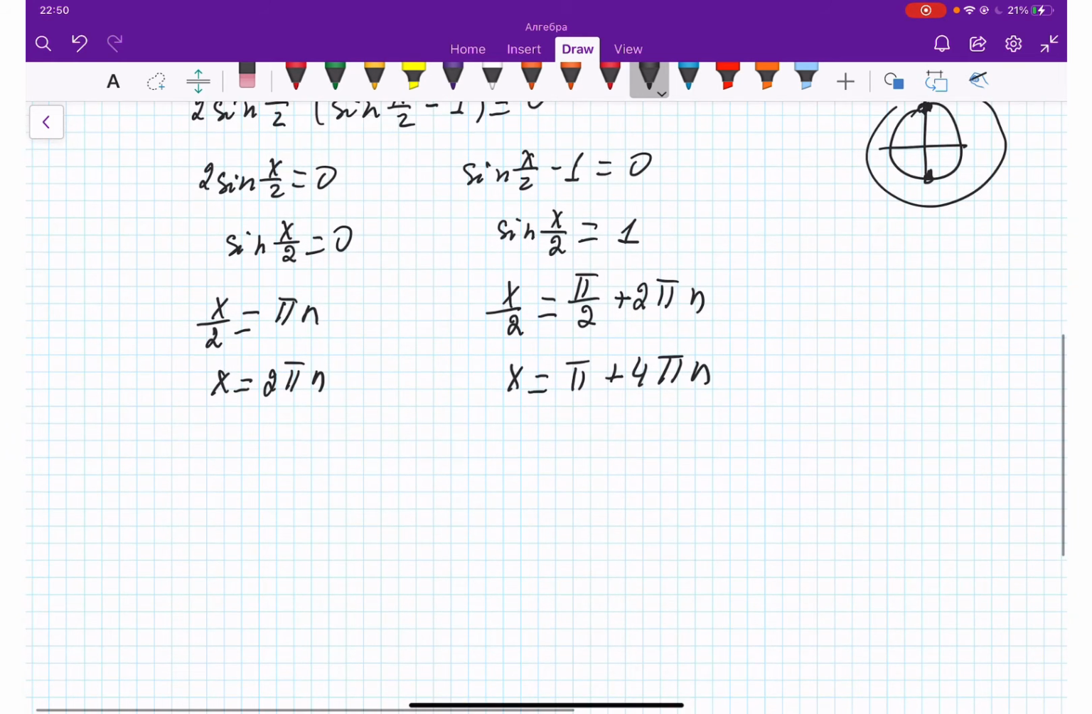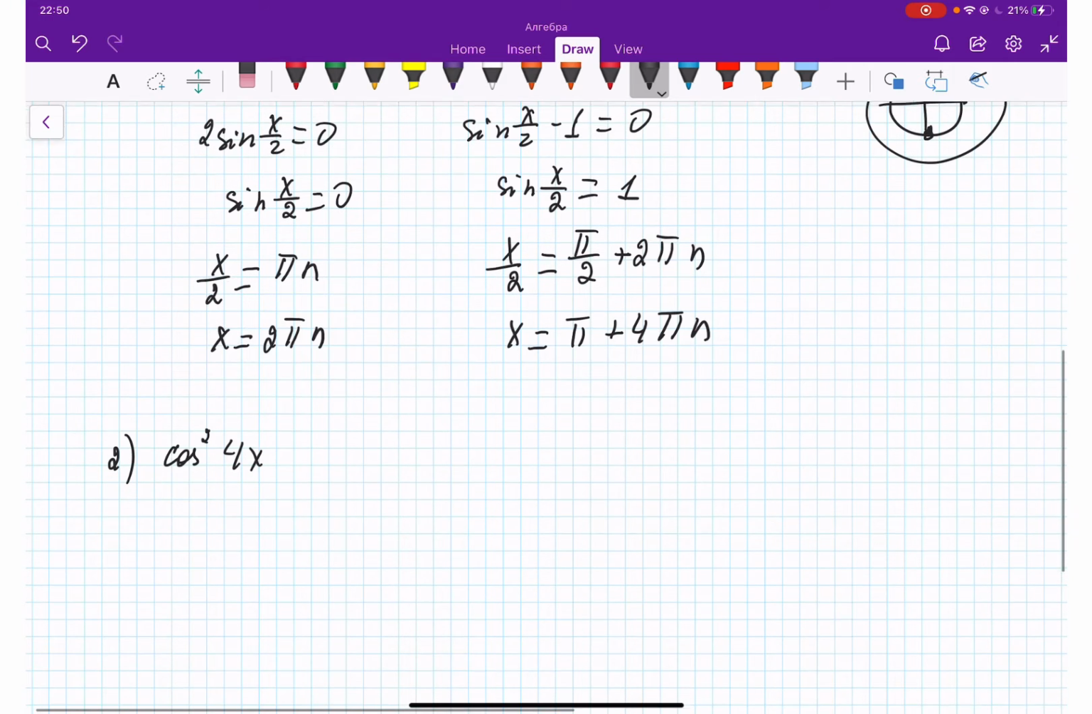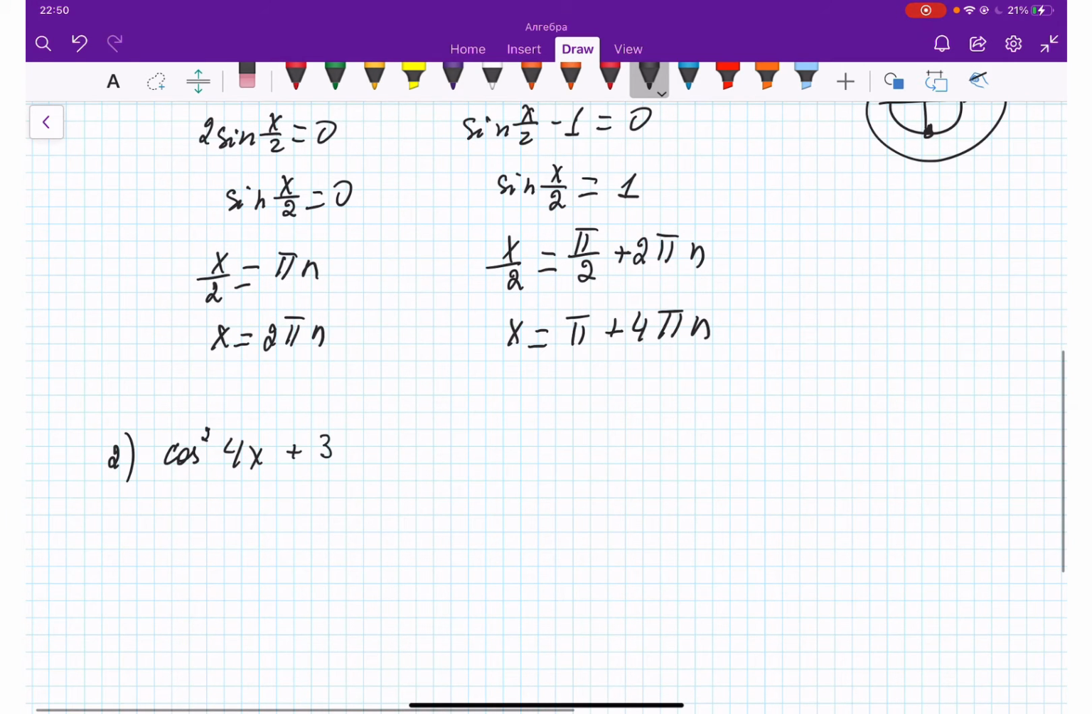Next, number 2, we have cosine squared 4x plus 3 cosine squared 2x minus 1 equals 0. So what is interesting here, what I would pay attention to when I start solving equations like this.